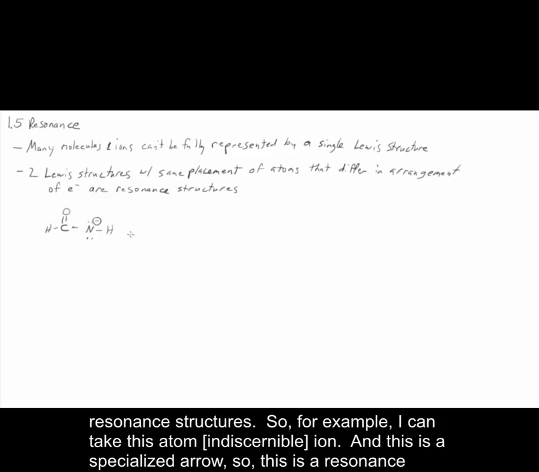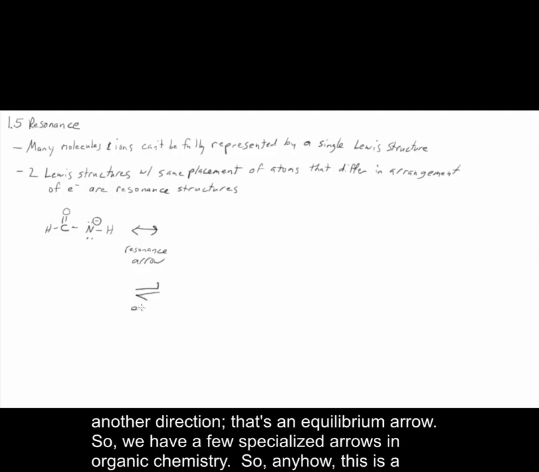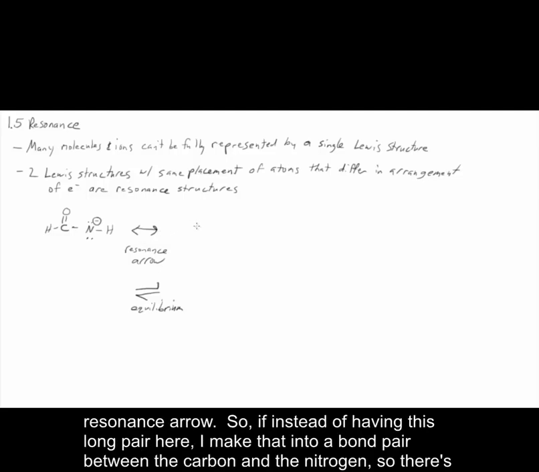So for example, I can take this amide anion, and this is a specialized arrow. So this is a resonance arrow. It has a single line with a double head. That's different than this kind of arrow that has a half arrow in one direction, half arrow in another direction. That's an equilibrium arrow. So we have a few specialized arrows in organic chemistry. So anyhow, this is a resonance arrow.